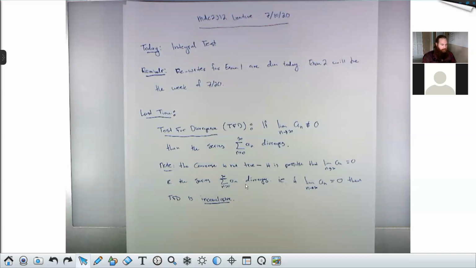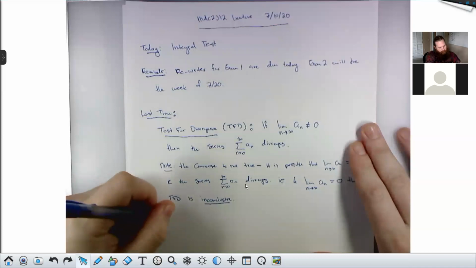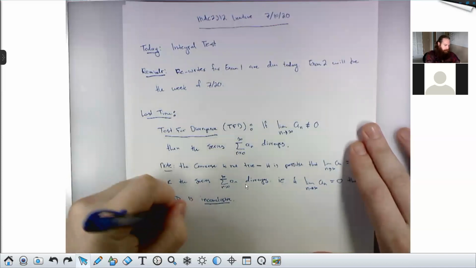The new material for today, section 11.3, is on the integral test.